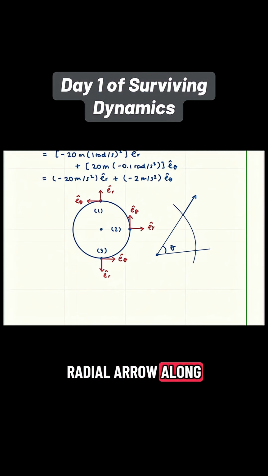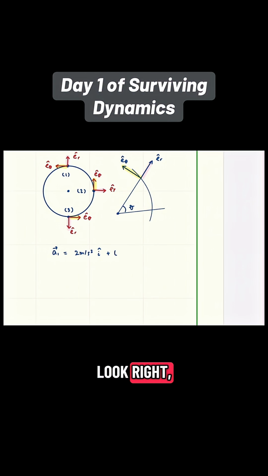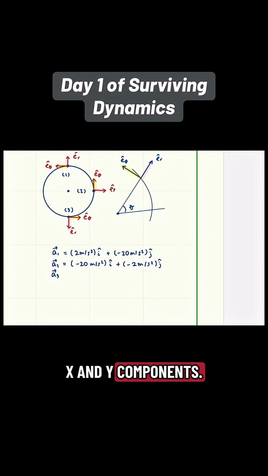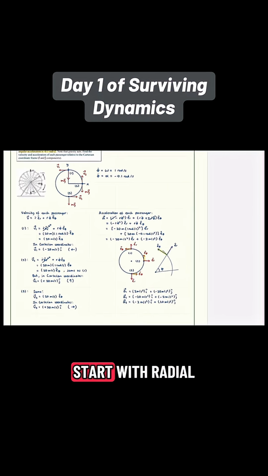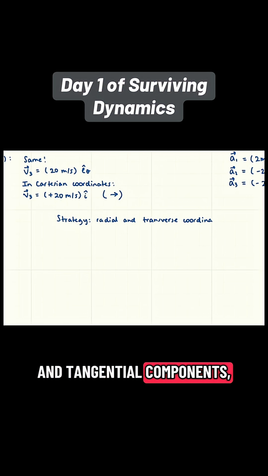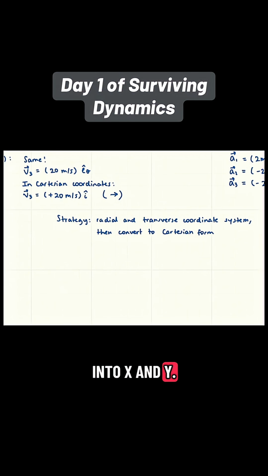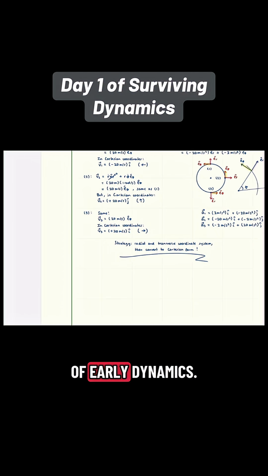Draw the radial arrow along the center. Then draw the tangential arrow along the circle. Once those directions look right, convert them into x and y components. And that's really the whole strategy. Start with radial and tangential components, then translate everything into x and y. And honestly, that's a huge chunk of early dynamics.